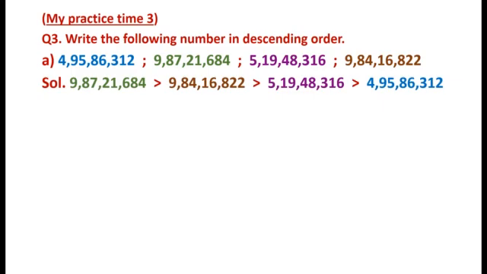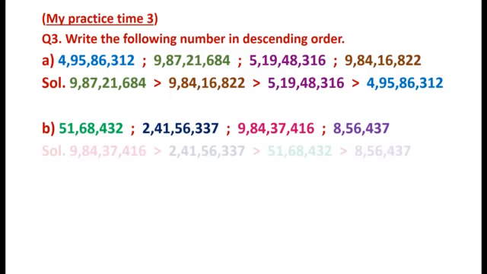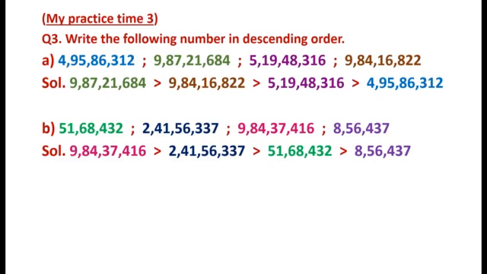So we will write the descending order as 9 crore 87 lakh 21,684, then 9 crore 84 lakh 16,822, then comes 5 crore 19 lakh 48,316, and then comes 4 crore 95 lakh 86,312. So this is our descending order, and you can see here children, the sign which we put here will be like this. In descending order it will be opposite. And the second question is also here, so you can go through this, and we will proceed the same way for the second question also.